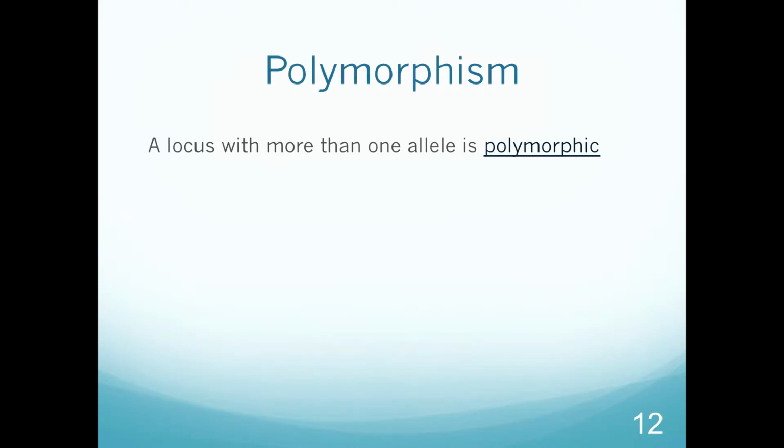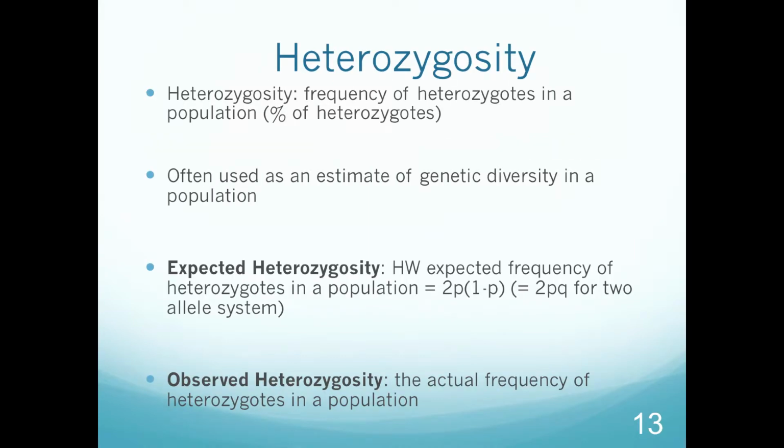So, some terminology. Polymorphism. A locus with more than one allele is polymorphic. And heterozygosity. Heterozygosity is the frequency of heterozygotes in a population. And this is the way that we estimate genetic diversity in a population.